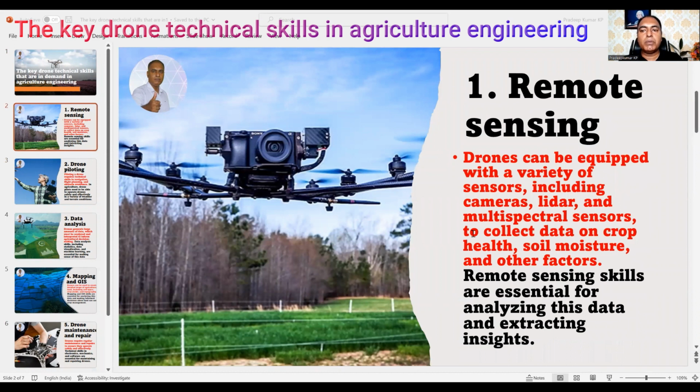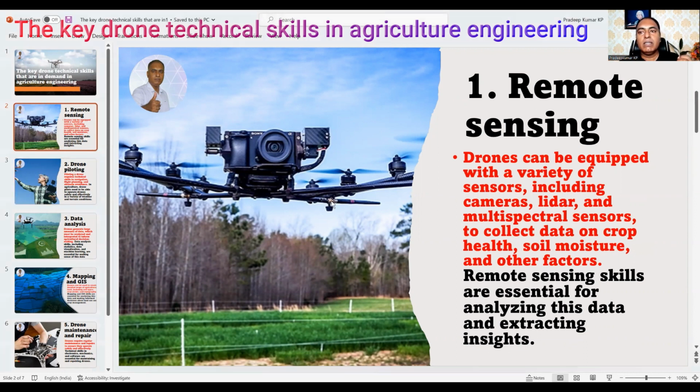Drones can be equipped with a variety of sensors including cameras, lidar, and multispectral sensors to collect data on crop health, soil moisture, and other factors. Remote sensing skills are essential for analyzing this data and extracting meaningful insights from this information. So the drone can be used for remote sensing, and how to extract the data from that is also very important. Those kinds of skills are also very important.